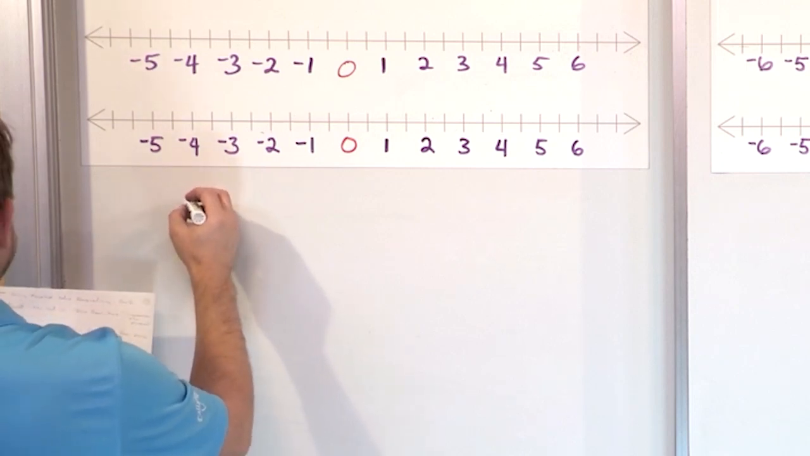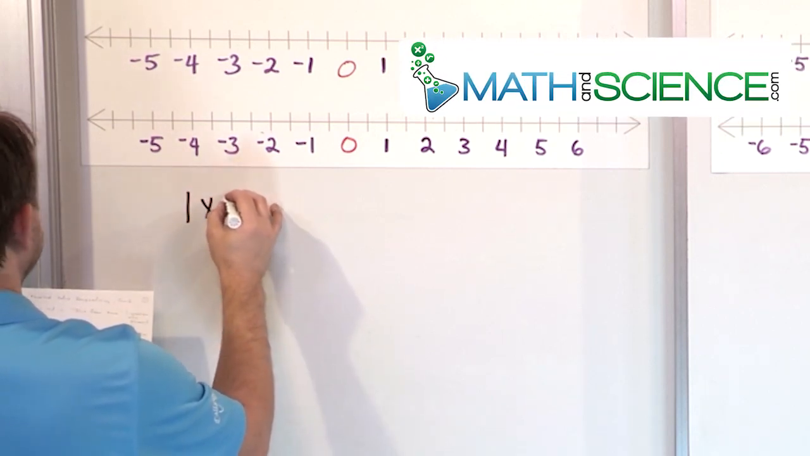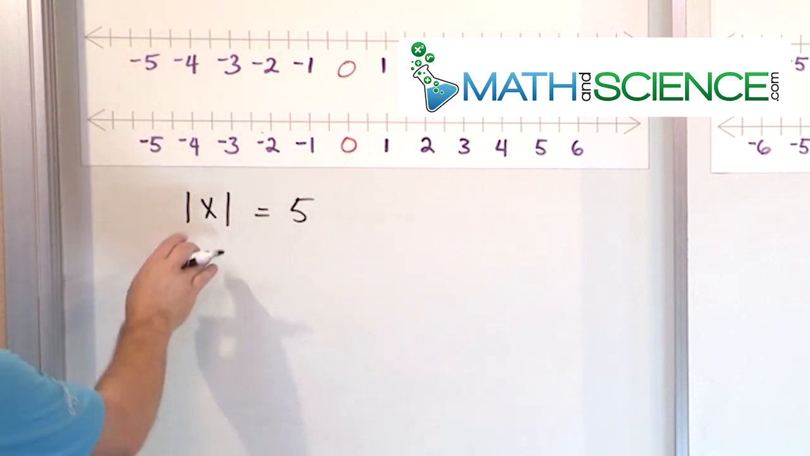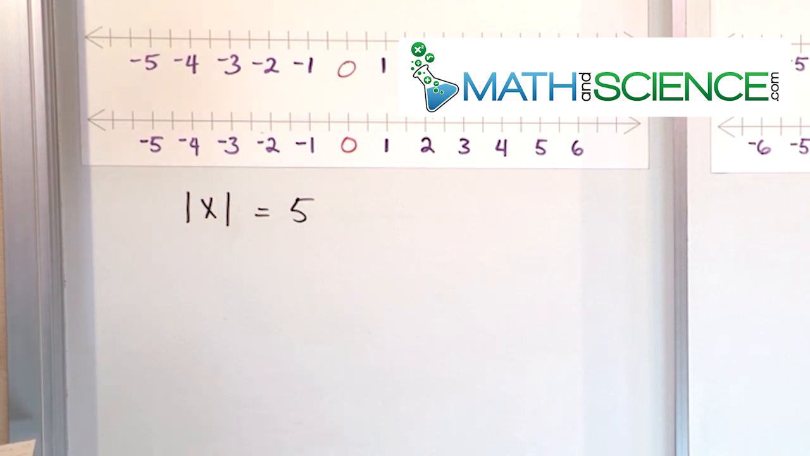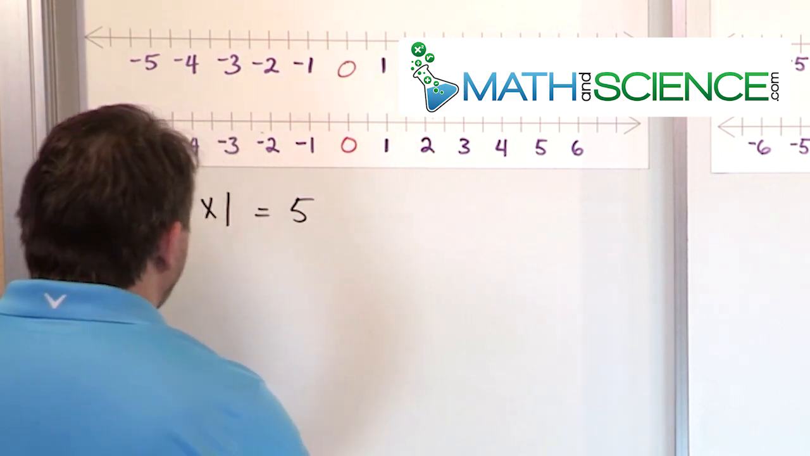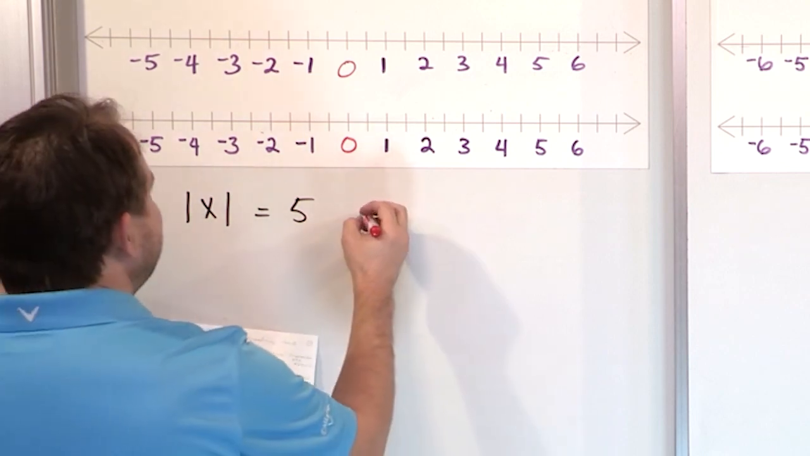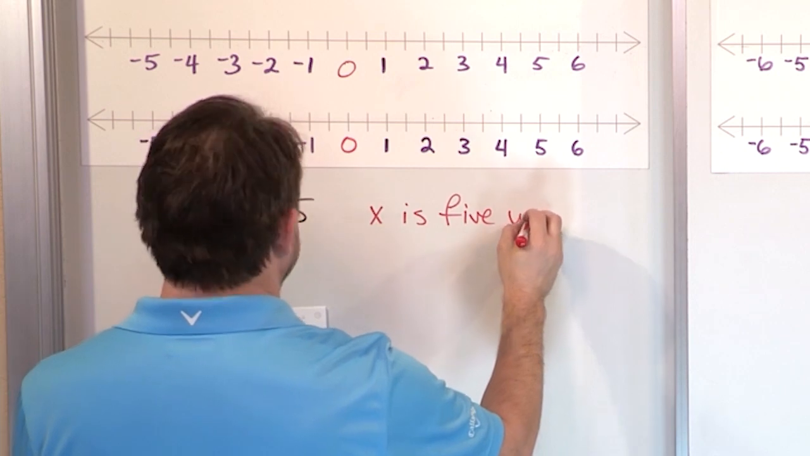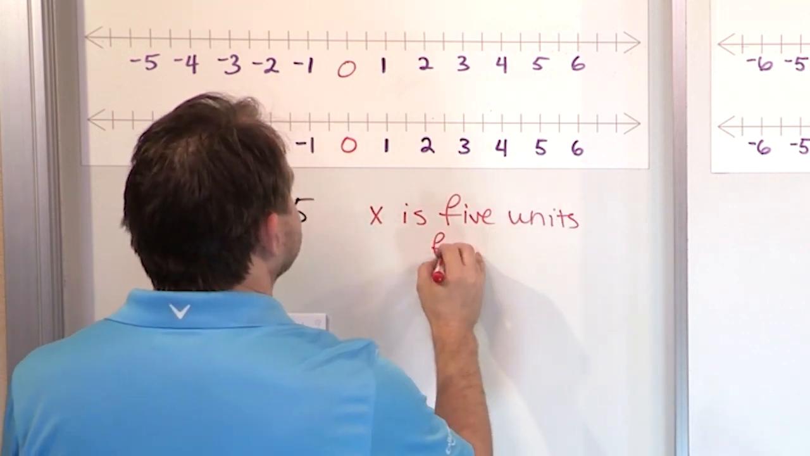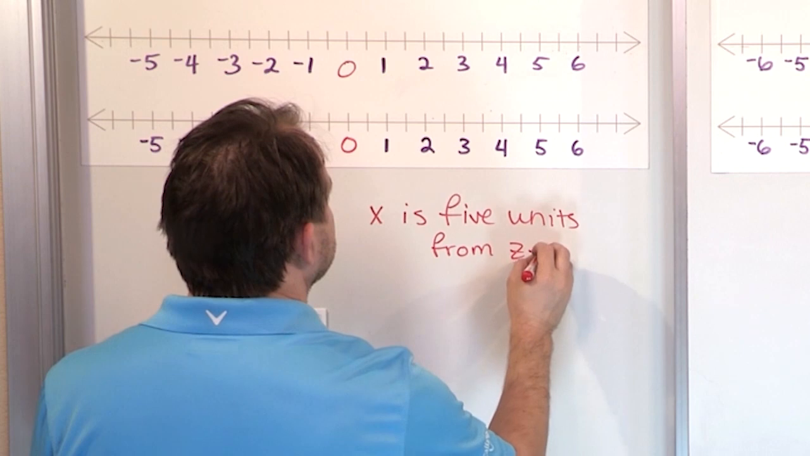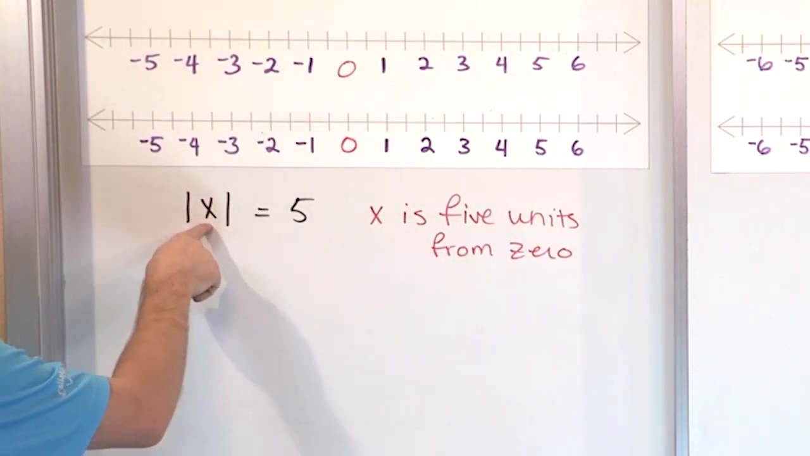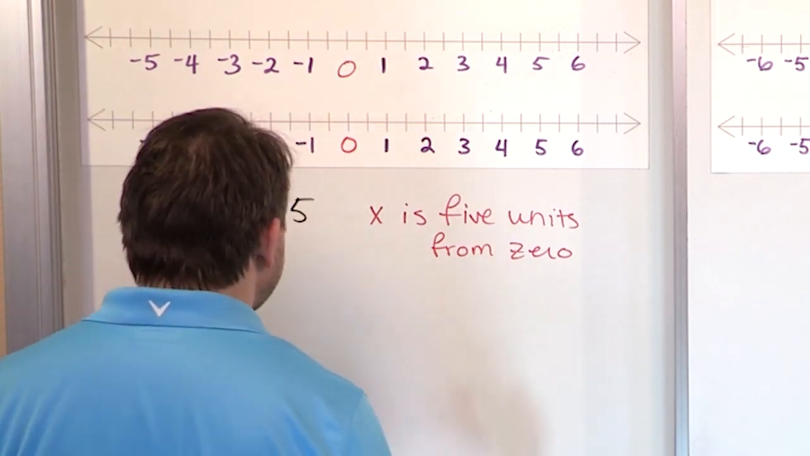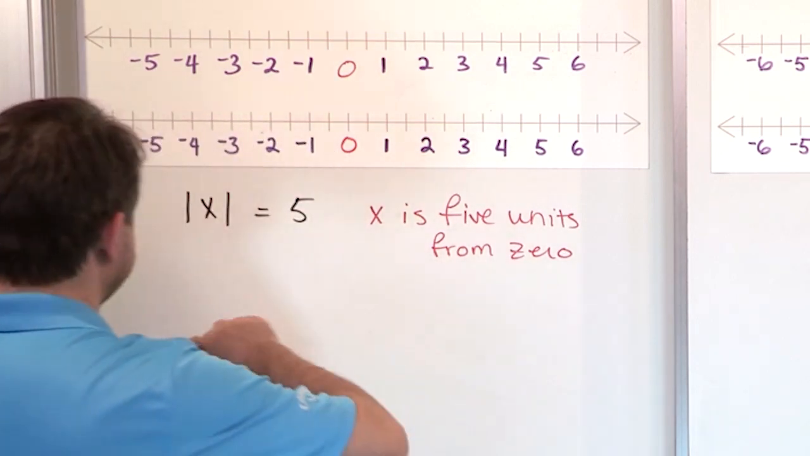So let's take three cases of very simple absolute value kind of deals. If we say the absolute value of some variable x is equal to 5, what does it mean? It means that whatever is inside of there, x is 5 units from 0. It means that whatever x is, once I take its absolute value, it's 5 units away from 0. So there's only two numbers that make sense for this particular example.